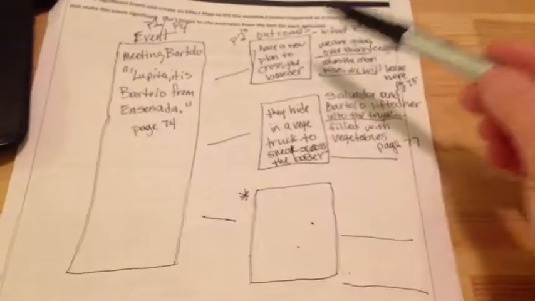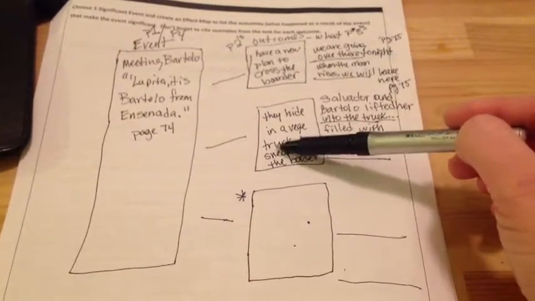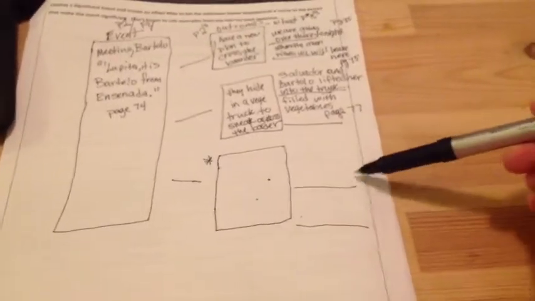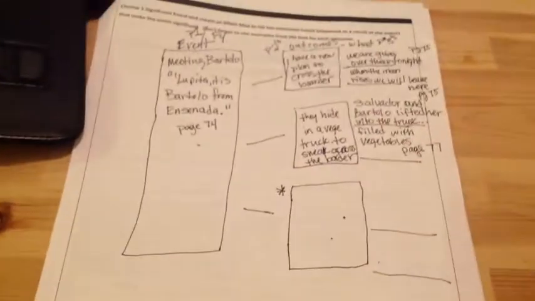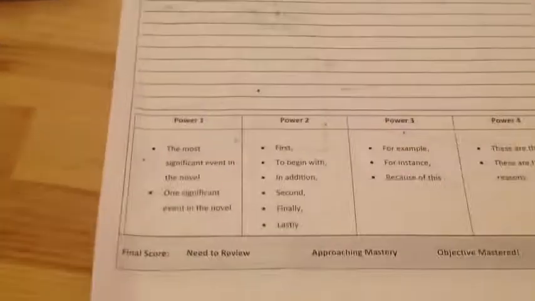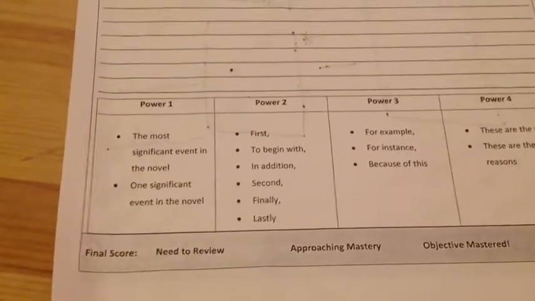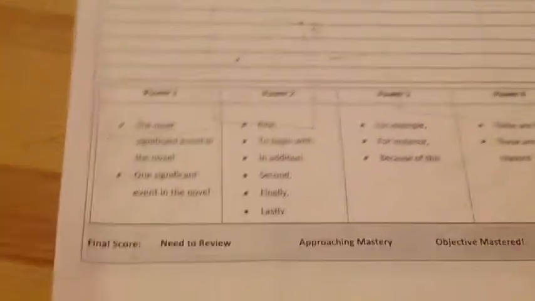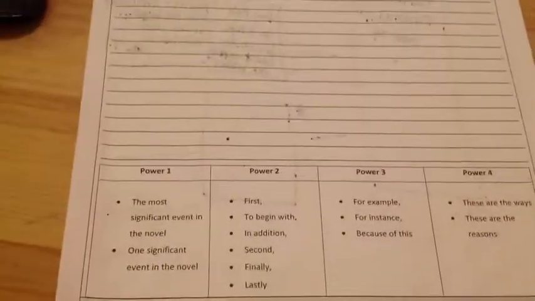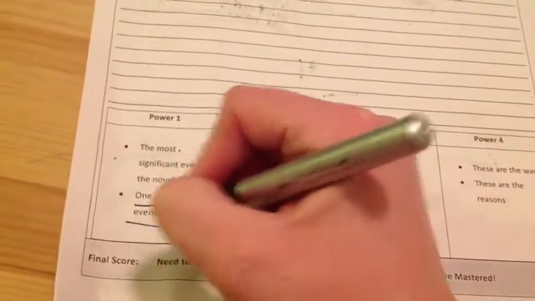Remember, this is our P1, P2, P3, P2, P3, P2, P3, P4. All right, let's translate that into a paragraph. That's on the back of our exit slip. Okay, so I'm going to look down at my sentence starters for P1. So I can use the most significant event in the novel or one significant event in the novel. Because there's many significant events, I decided I'm going to use this one. You can use this one if you want, but I'm going to use this one.